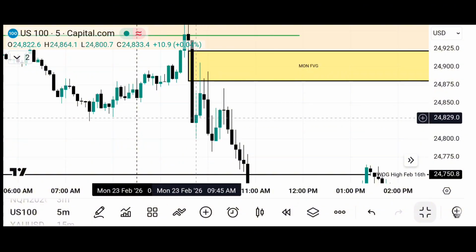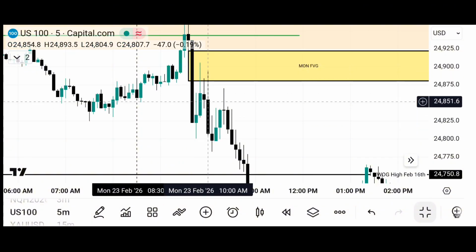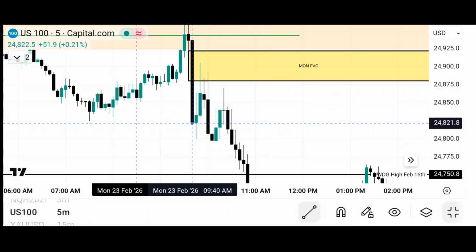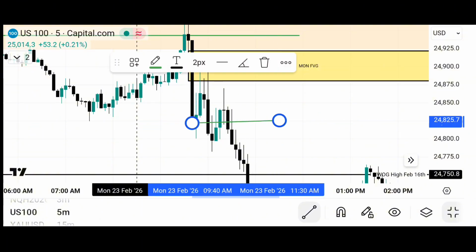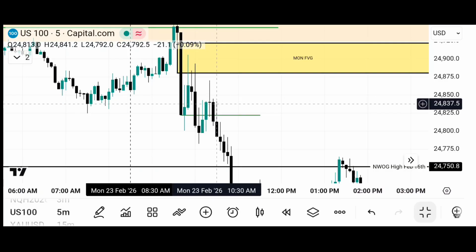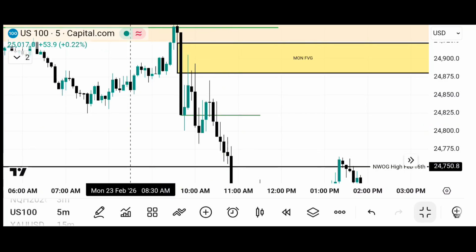During this rally up, you can see this up close candle, then followed by this down close candle. So this is an order block. This is a bearish order block. Price traded up into the order block and rallied down further.